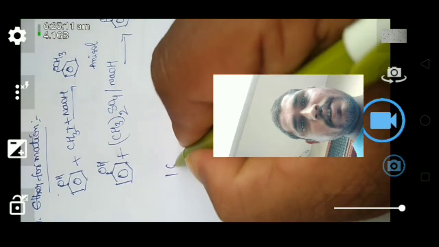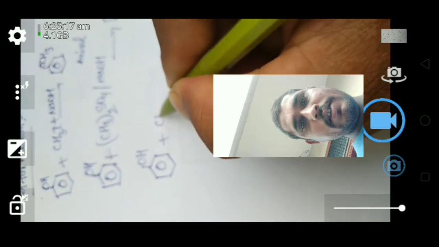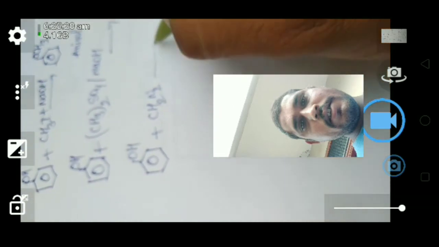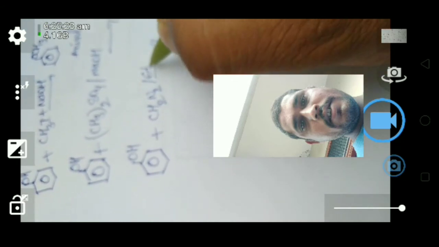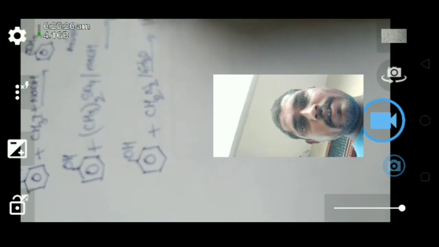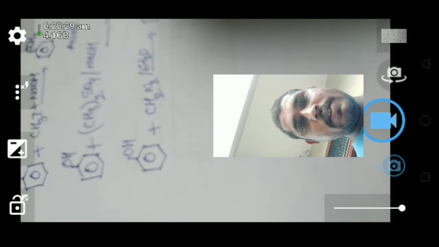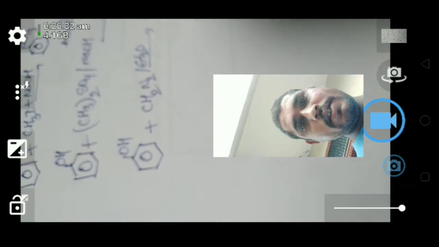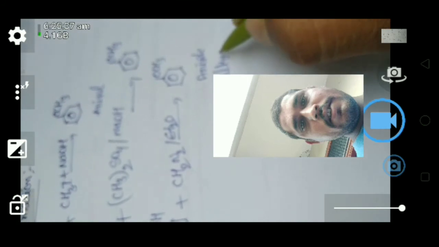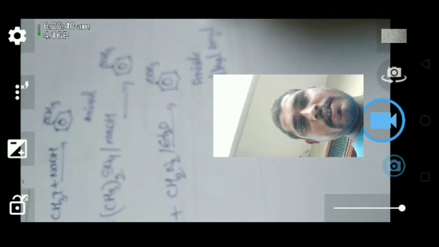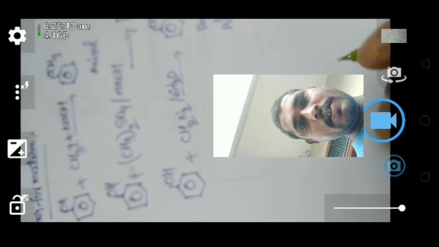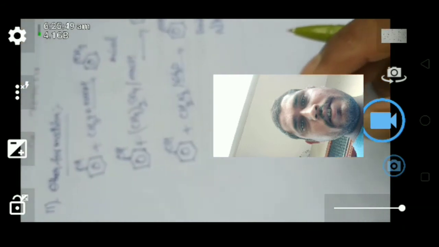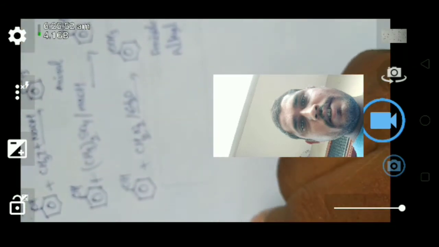Or the same phenol reacts with diazomethane in the presence of diethyl ether to give the ether, anisole. This is anisole. This is also an example of an alkyl aryl ether. Now coming to the third chemical property, that is esterification.